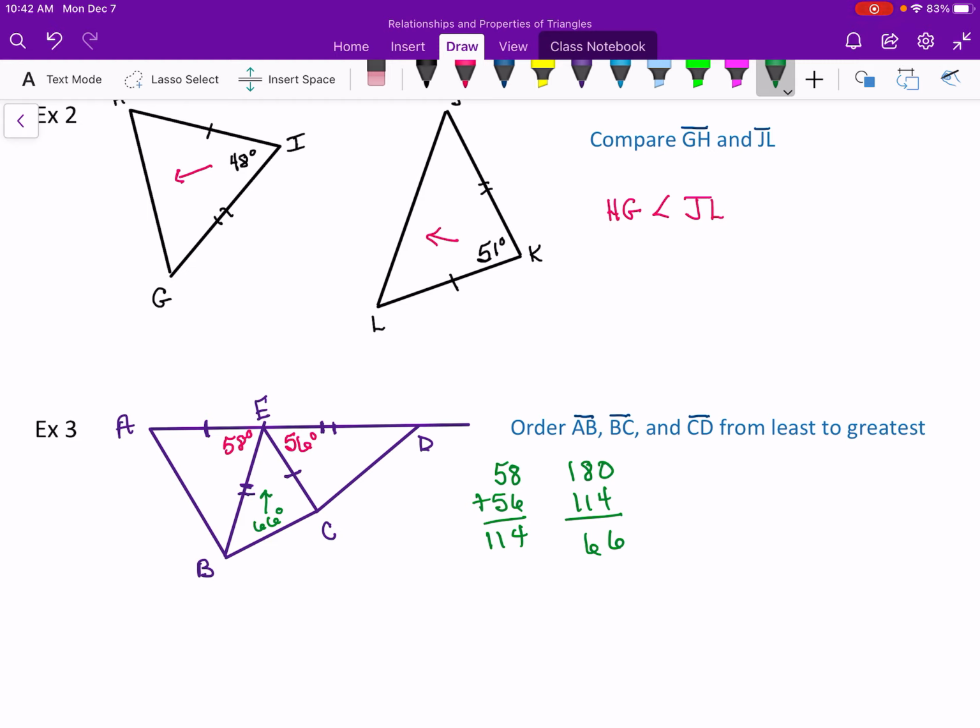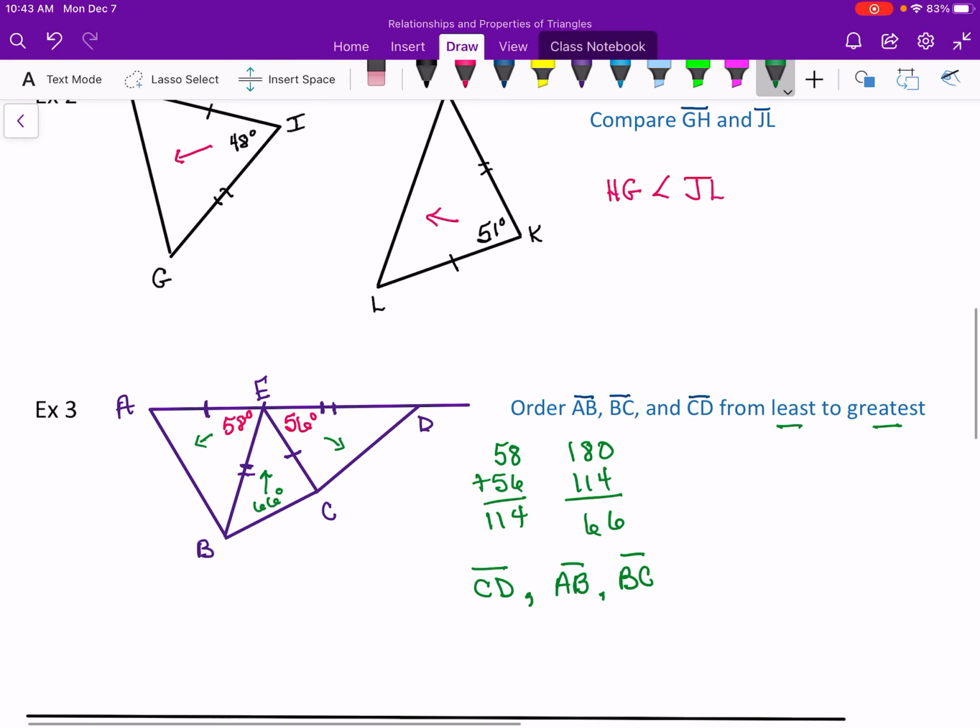So now we can put them in order from least to greatest. The smallest angle is the 56, so the side across from that, CD, is our smallest side. They didn't ask us to compare them, they just said put them in order, so I'm just going to make the list of the segments. Above a 56, the next would be a 58, so the side across from that is AB. And then finally, the side across from the 66 degree angle is the BC. So 3 sides, least to greatest.